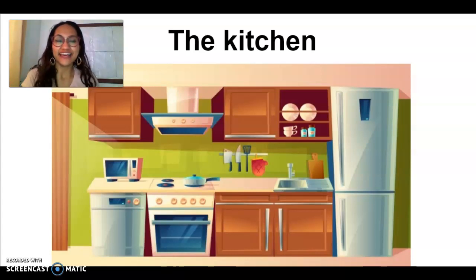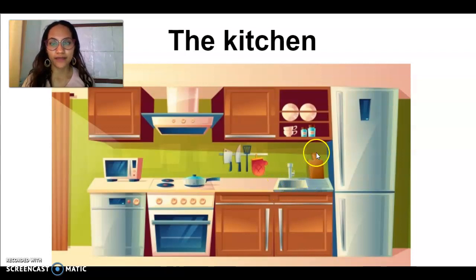Hello, hello! Today we're going to review the objects in the kitchen. This is the kitchen. Our home has a kitchen. This is the kitchen and it has some objects, as for example the fridge. This is the fridge. Sink. This is the sink. Here, this is the table.